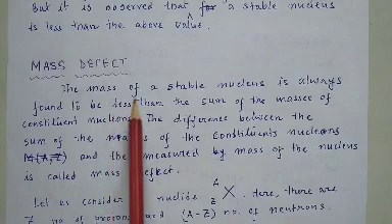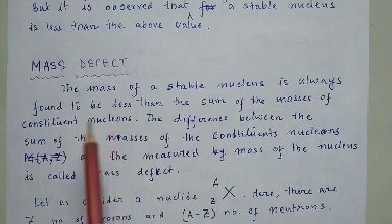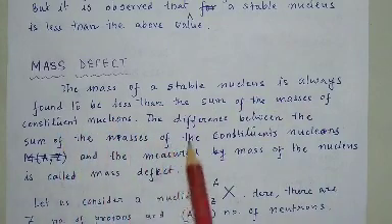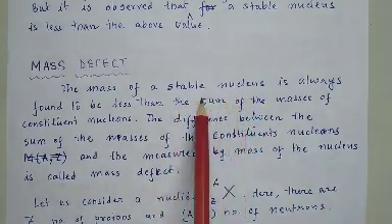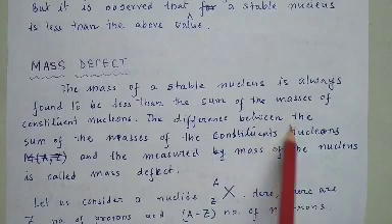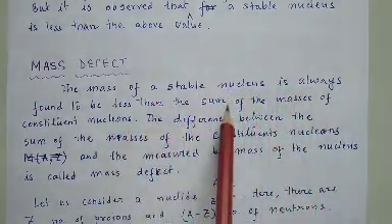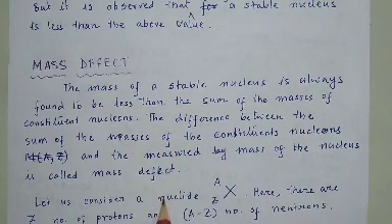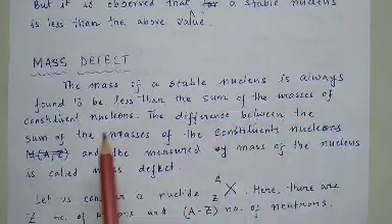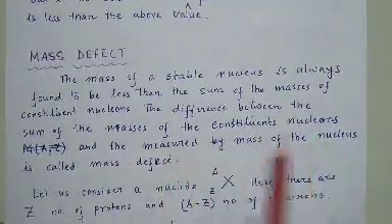Okay. So the mass of a stable nucleus is always found to be less than the sum of masses of constituent nucleons. And notice that this case is applicable only for a stable nucleus, not for an unstable nucleus. So the mass of a stable nucleus is always found to be less than the sum of the masses of the constituent nucleons, that is the total mass of the total number of protons and neutrons.